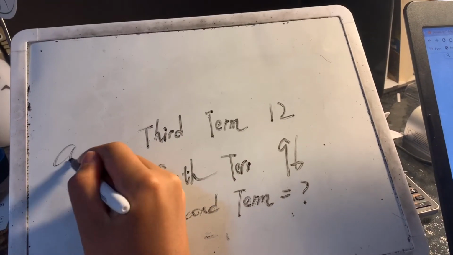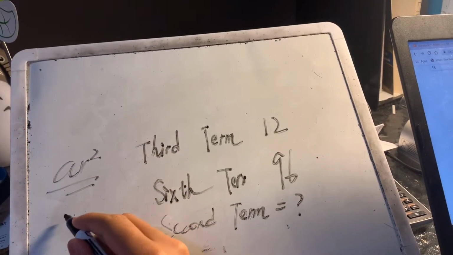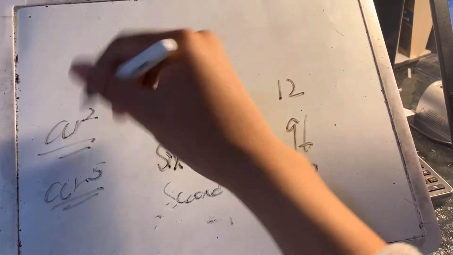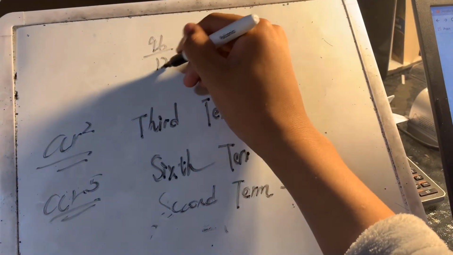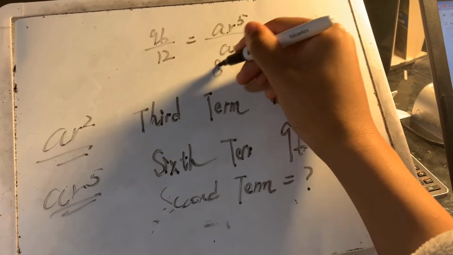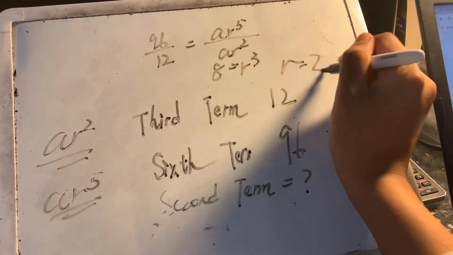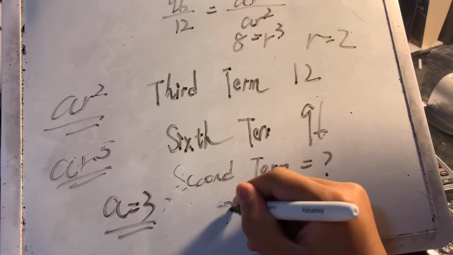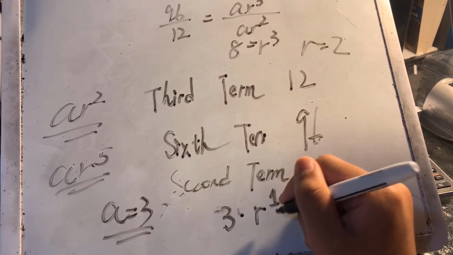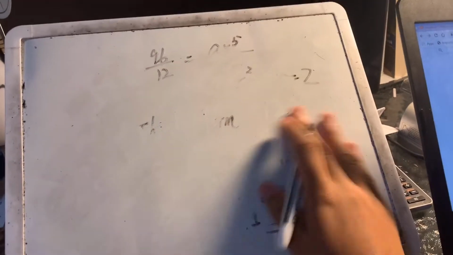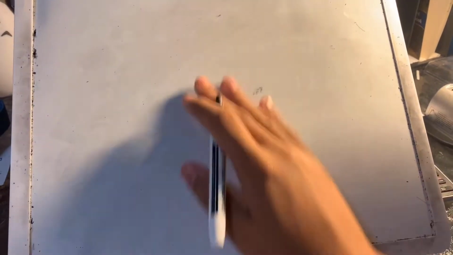So we know the third term is representing ar squared and the sixth term is equal to ar to the power of 5. So what you need to do is use the cross multiplication way to help you on this, which is 8 is equal to r cubed. So you know that r is equal to 2. And then we can get a easily. So a is 3. So you get 3 times r to the power of 1, and r is equal to 2. So you finally get 6. So these are some basic knowledge about the problems.